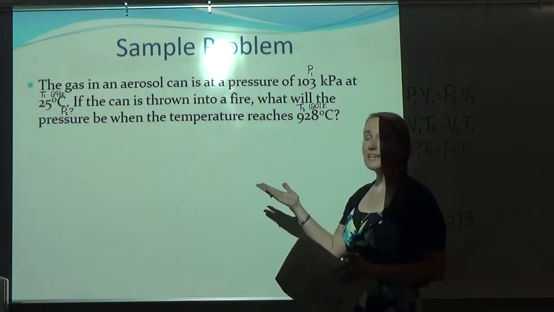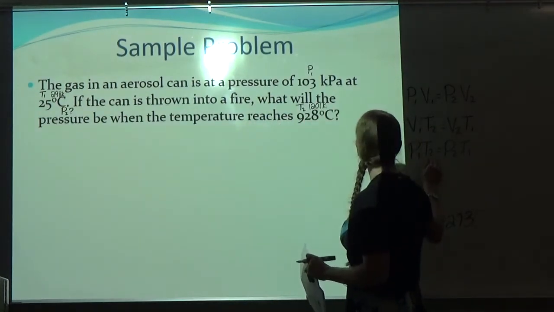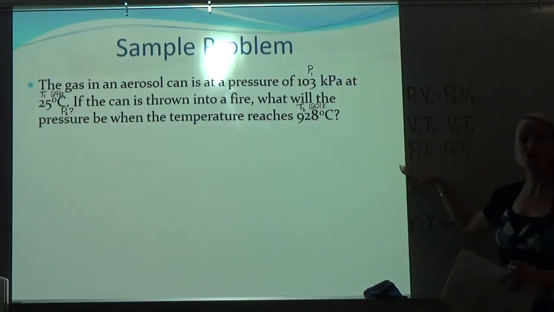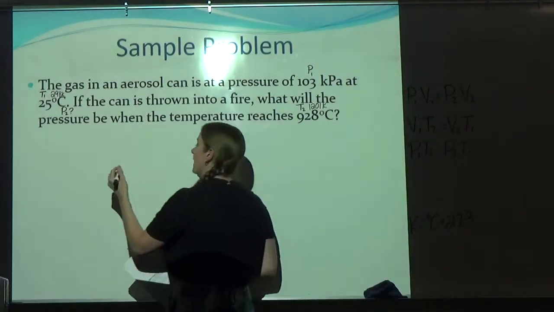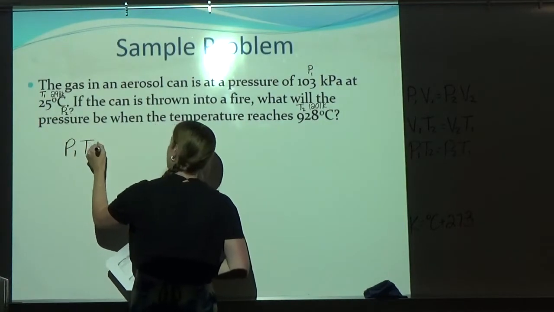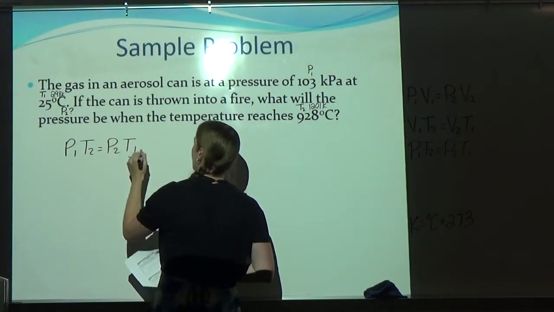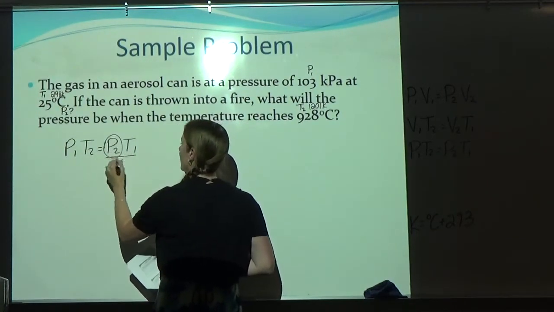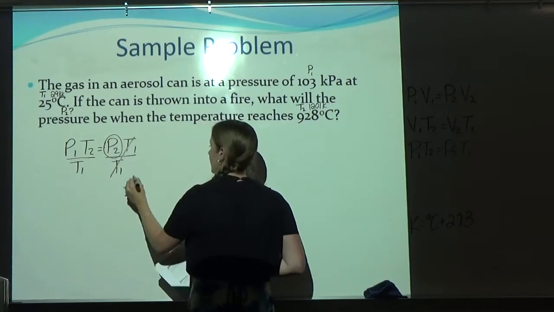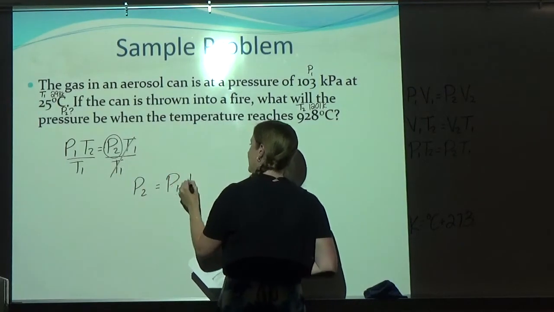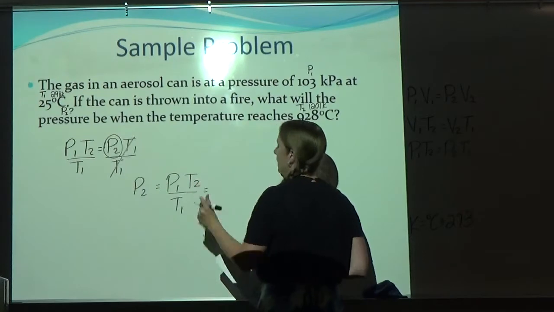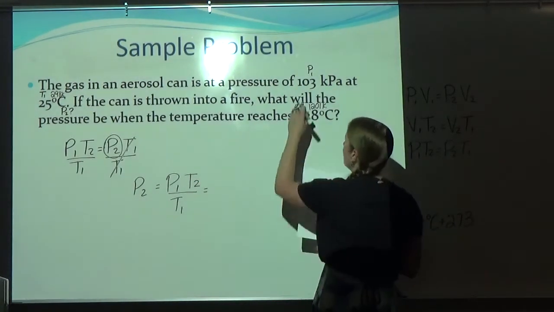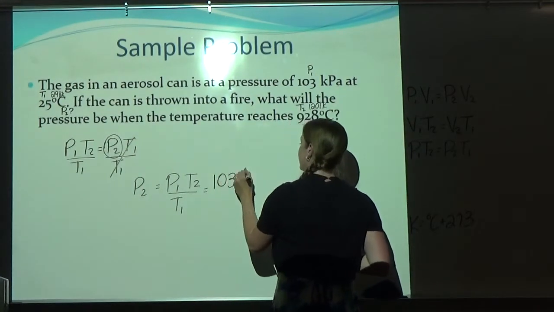Okay, so again, once I label everything, that's how I know which formula I'm using, because I can see I have P's and T's, and so that points me to Gay-Lussac's law. All right, so we have P1 T2 equals P2 T1. We are solving for P2, so I'm going to move T1 to the other side by dividing both sides. So P2 is P1 T2 over T1. And so again, since I have everything nice and labeled, I just plug it in. So my P1 is 103 kPa.